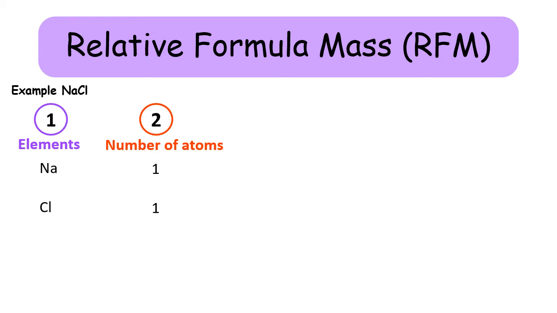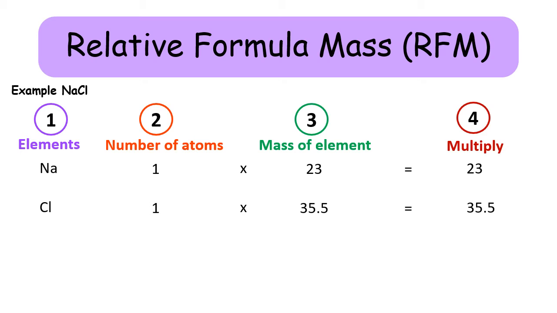Now we go to our data booklet next and we look up the relative mass of sodium, of Na, and the relative mass of Cl. Right. Sodium is 23, chlorine is 35.5. We multiply. Now multiplying any number by 1 just gives you the same number. So we end up with 23 and 35.5. And so when we add them together, this is our final step, we get a formula mass of 58.5.